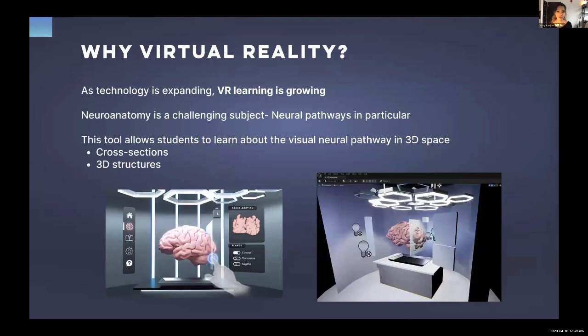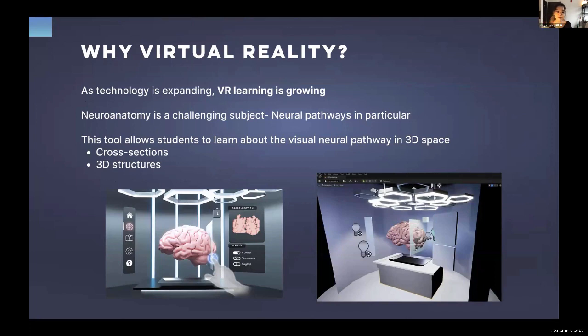So why VR? As technology is expanding, with the rise of AI and ChatGPT, so is VR learning. I know right now, training in VR is especially growing. Because of that, I chose this topic, and I chose neuroanatomy because I've always found the brain to be super fascinating. It's so complex, and it's the only organ that can think about itself.